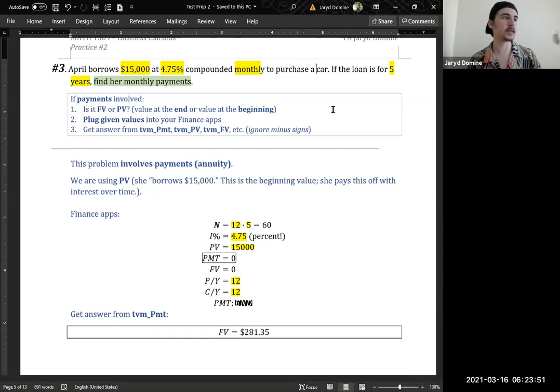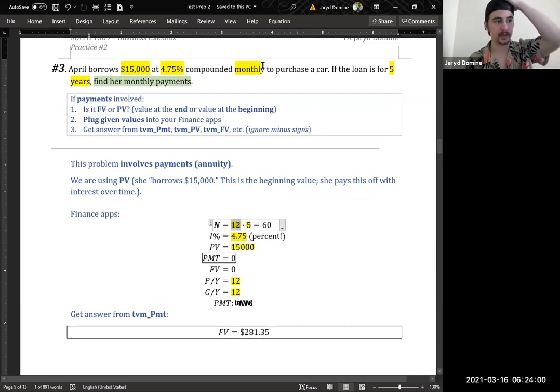So we're going to plug in all the values that we have. This time we have N, the number of periods. It's monthly again, so that's 12 per year. Over the course of 5 years, that's 60. I percent, that's your yearly percent. Leave it as a percentage, so that's 4.75. PV, present value, it says 15,000. That's what she's taking out a loan for.